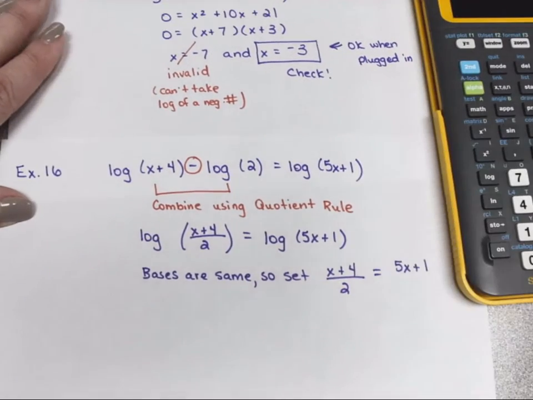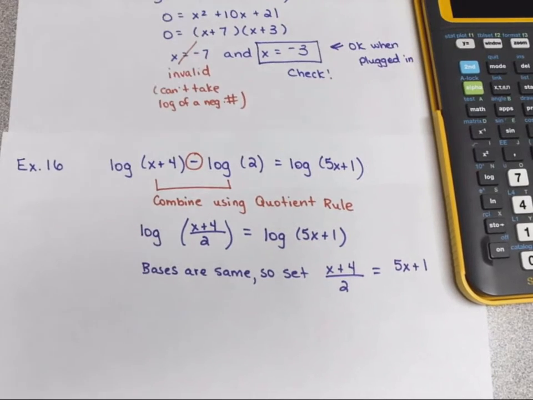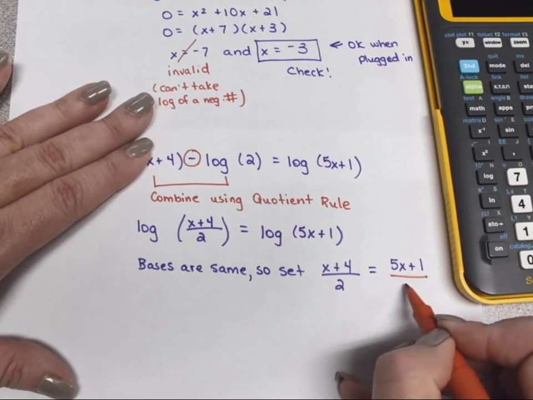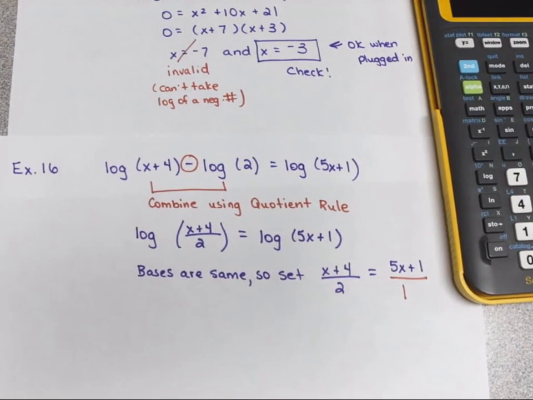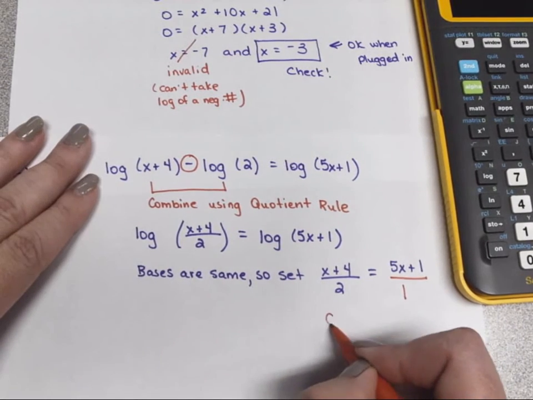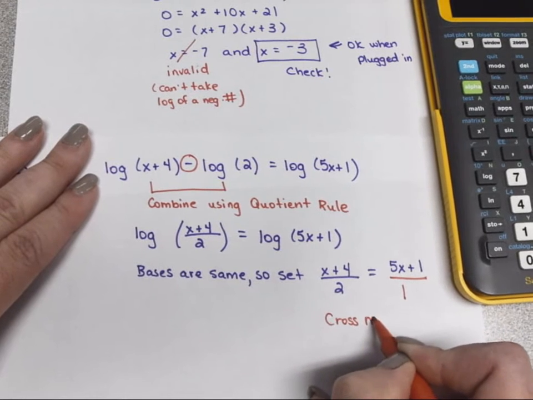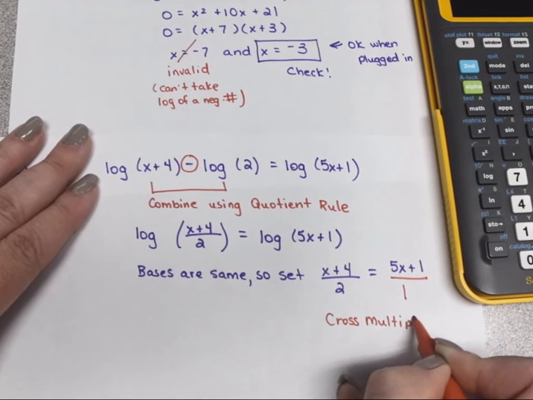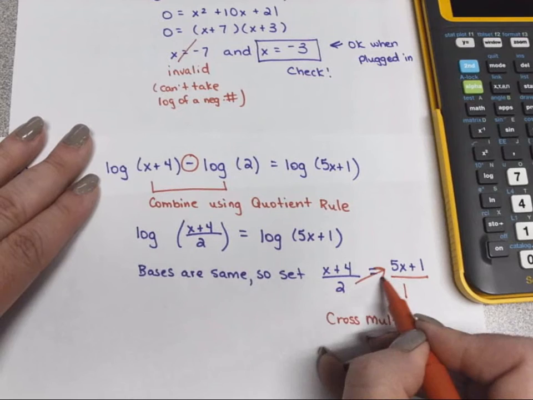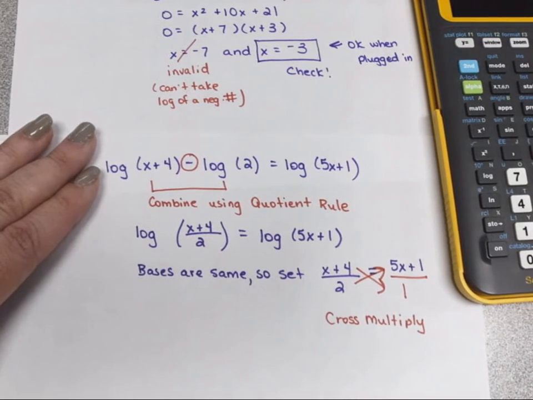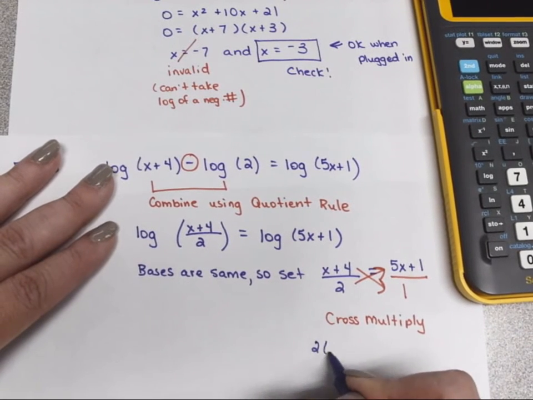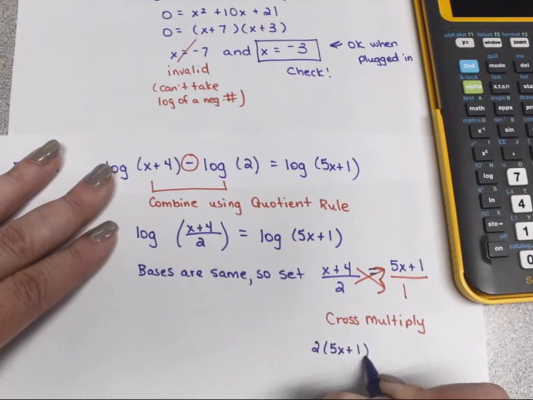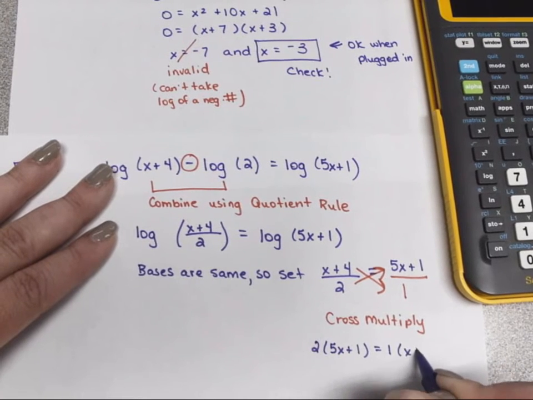The point is we wanted it out of log form, and notice we have it out of log form now. So let me rewrite this over 1 and see if we remember. We already did this once today. So what rule do we need to use to go ahead and solve this now that it's out of log form? Cross multiply. So you're going to do this times this equals that times that. So we've got 2 times 5x plus 1 equals 1 times x plus 4.